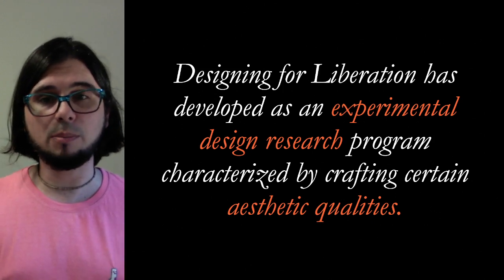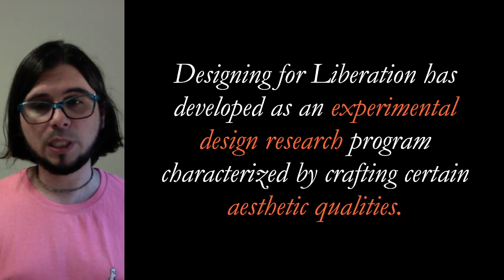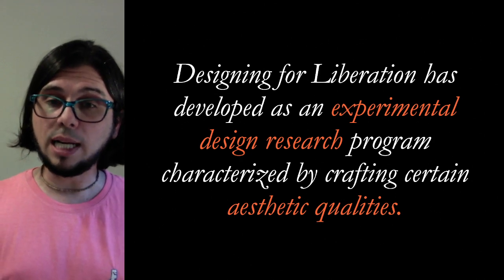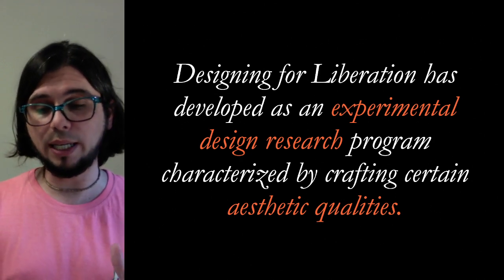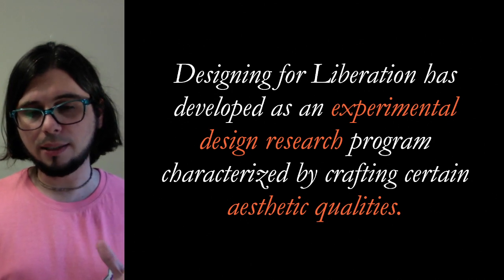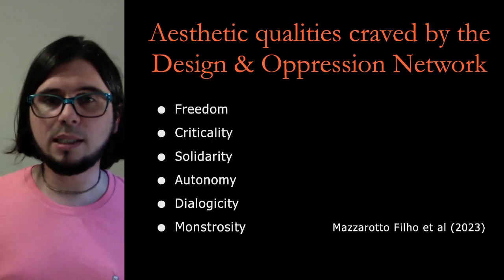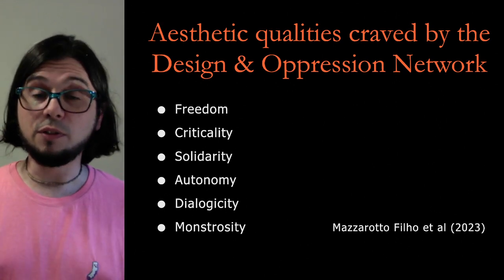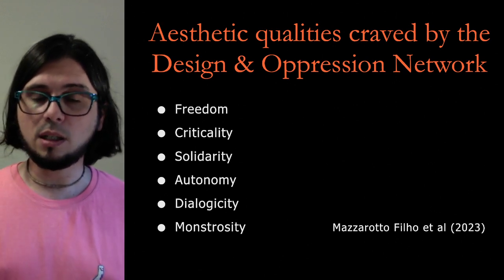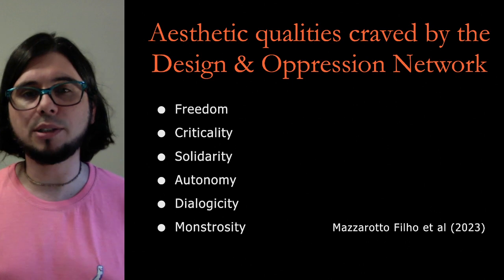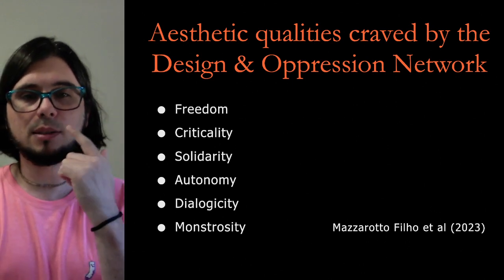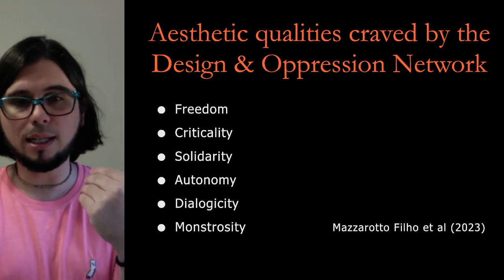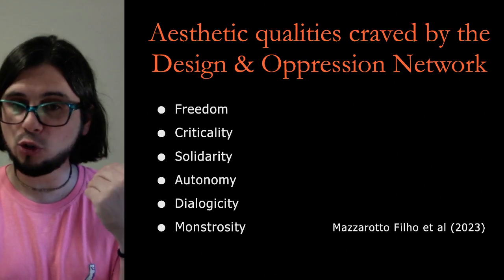Designing for Liberation has developed as an experimental design research program characterized by crafting certain aesthetic qualities. So here comes the last aspect of what a design research program entails, and it's probably the highest level of abstraction. We tried to look back at the history of the Design and Oppression Network in the first three years of its existence, and see what was being prioritized in all the projects we were dealing with. And we came up with six aesthetic qualities: freedom, criticality, solidarity, autonomy, dialogicity, and monstrosity.